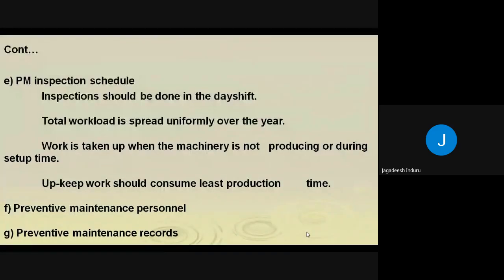Let me finish my work, and after that I will be giving this, then you can do the after-cleaning, or before doing a setup of the next batch, if you are doing the maintenance procedure, it will be good. So like that we need to plan in the execution of our schedule. Upkeep work should consume the least production time.